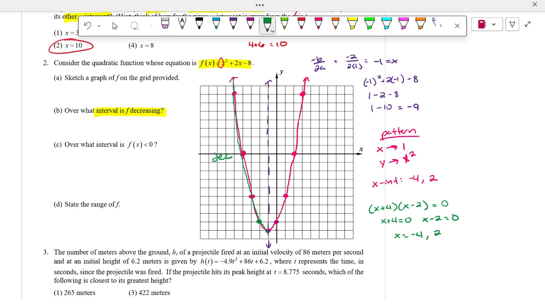Now, for intervals of decrease and increase, do we use x or y values in the interval? X. All right, because we're looking for where the y values are decreasing. So we got to know what x values it's over. So basically the only interval that you will ever use a y value in is range. Everything else is x values.